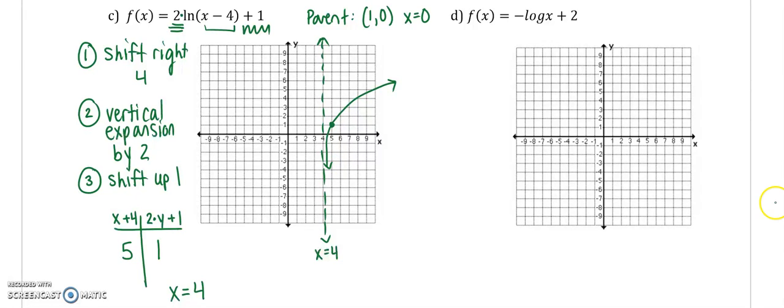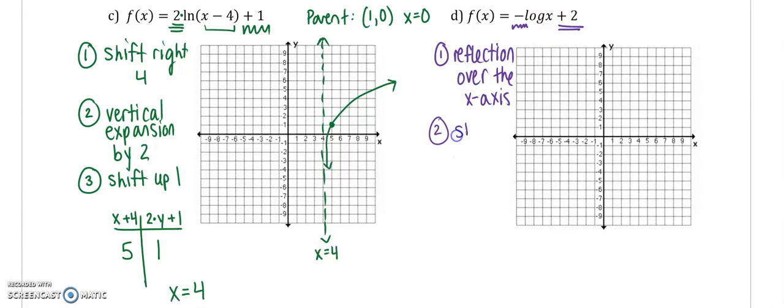Alright, one more, just so we can see what one other type of transformation does to it. In this one, there's nothing inside because there's no parentheses. So there is a negative out front. That is a reflection over the x-axis because it's vertical. And then this plus 2 is outside because there's no parentheses. So that's shift up 2.